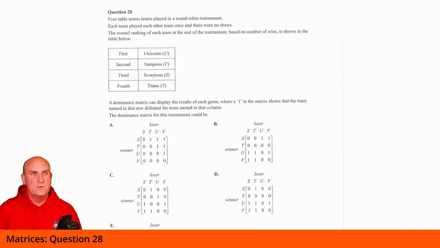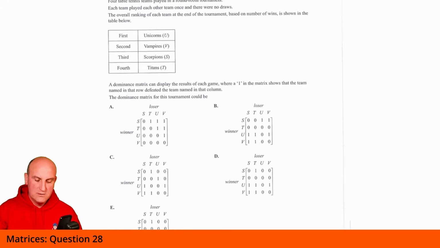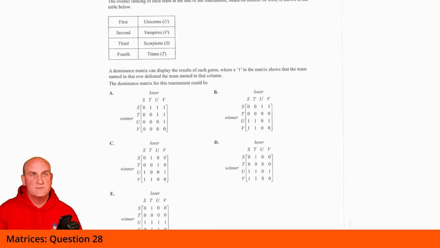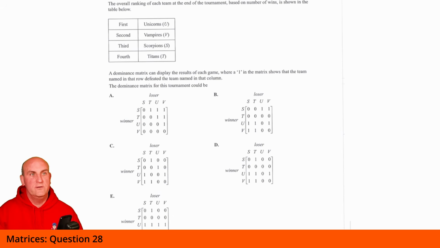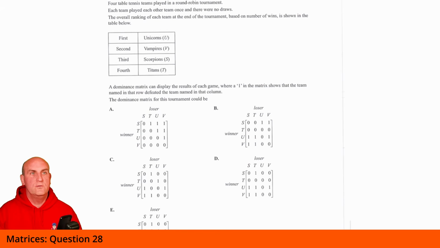Question 29. 4 table tennis teams played in a round robin tournament. Each team played each other team once, and there were no draws. The overall ranking of each team at the end of the tournament based on number of wins is shown in the table below. First, second, third, and fourth. A dominance matrix can display the results of each game where 1 in the matrix shows that the team named in the row defeated the team named in that column. The dominance matrix for this tournament could be, okay, based on the overall ranking of each team at the end of the tournament.